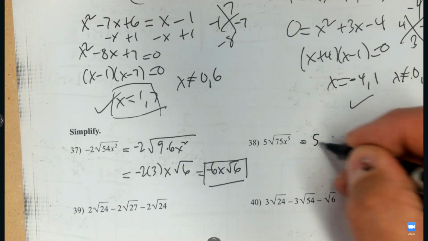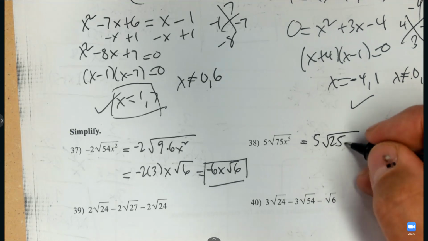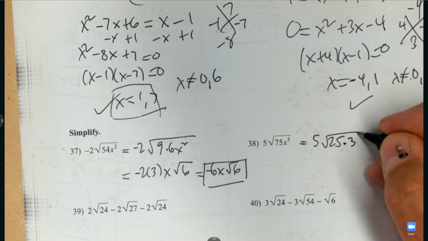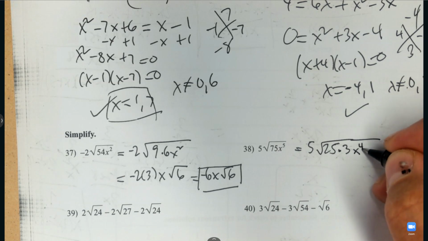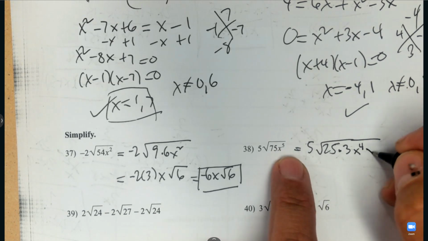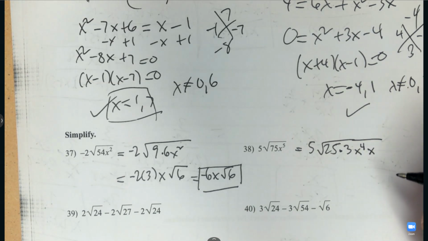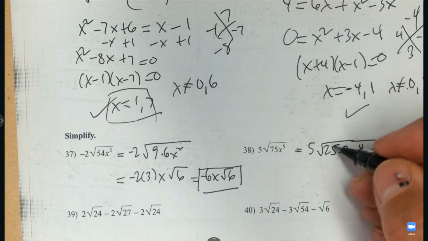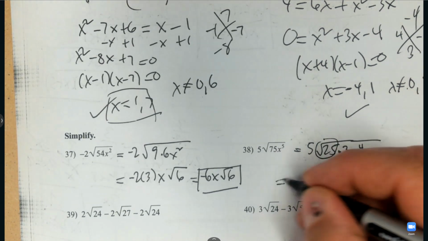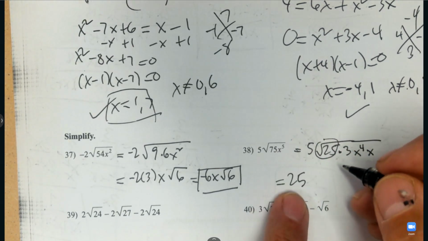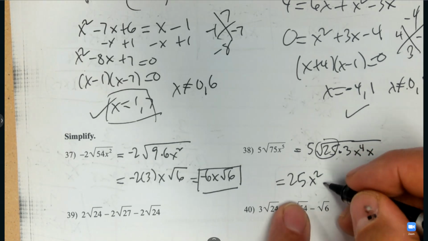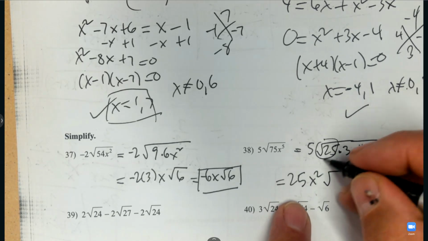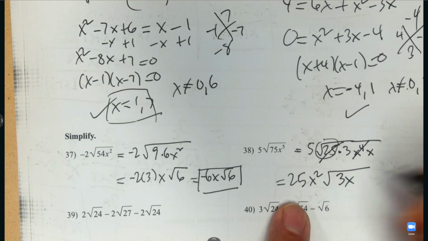75 is 25 times 3. X to the 5, if it's an odd exponent, take the greatest even exponent that's less than 5. And we need 1x, they add up to 5. And then the square root of 25 is 5, times 5 in front is 25. X to the 4th, the square root is x squared. And then what's left behind, so I took care of that, is just 3x.